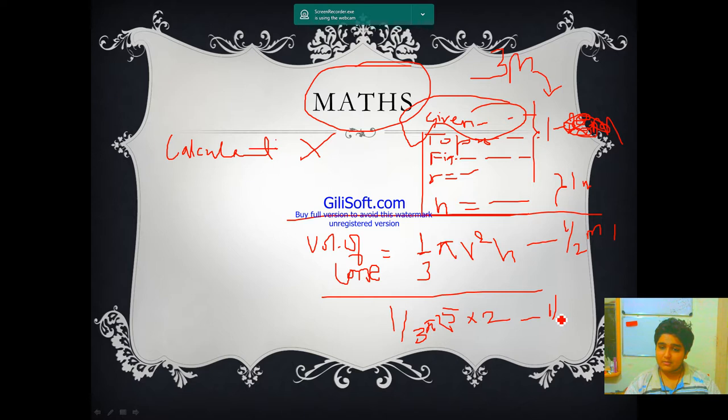No joke. See how you are scoring marks. You are doing nothing. This is the fact. You are getting marks like this. Just you are writing the given stuff, you are writing the formula, you are substituting the value. How much did you get? 2 marks out of 3 marks. Done. Now you can do some basic simplification.